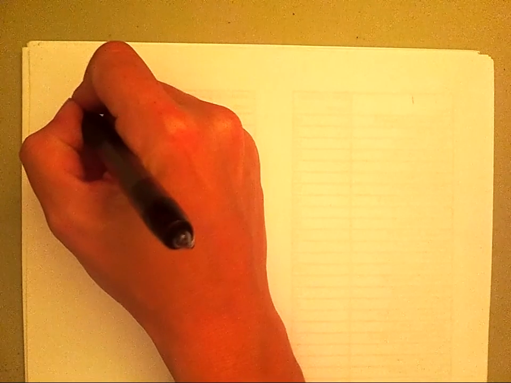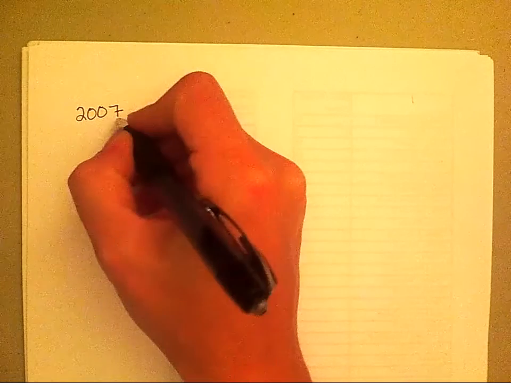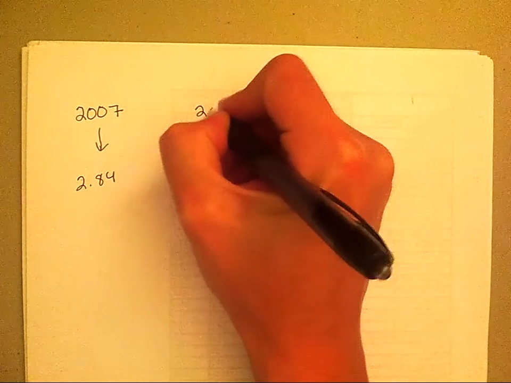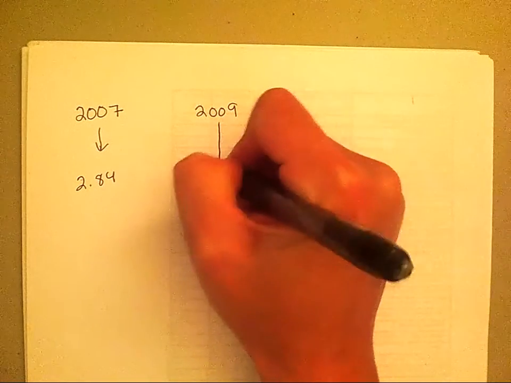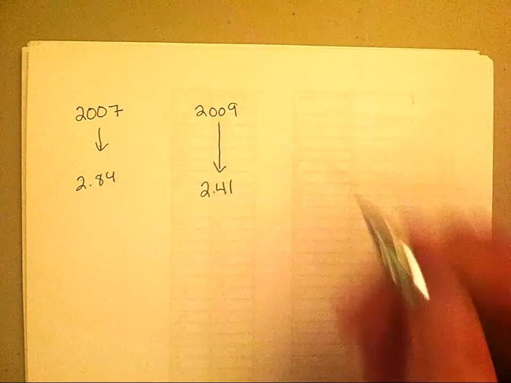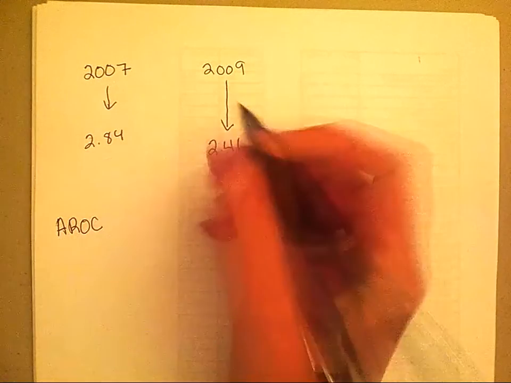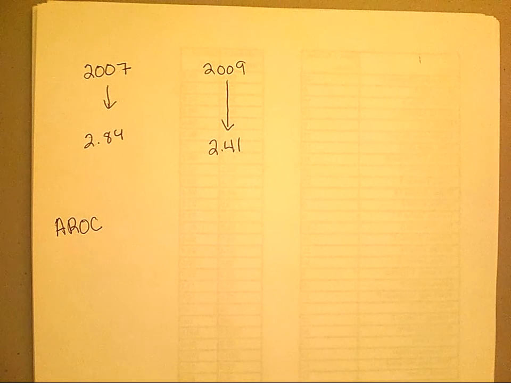Okay, let's try one more. Now on that table, there was one year that it decreased. Well, it decreased a couple times. Okay, so 2007, the price is $2.84, and in 2009, the price was $2.41. I'll give you a minute. Can you determine the average rate of change of the gasoline between these 2 years?